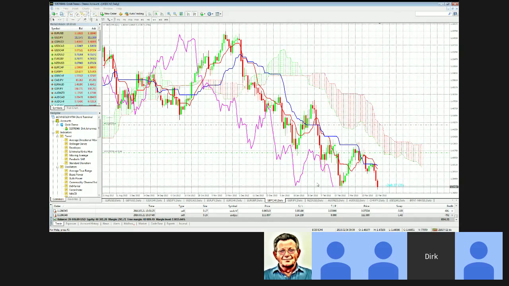The angles at which the Tenkan and Kijun-sen are pointing at this point in time are very nice. They're pointing down. They're in the right order. The future Kumo is pointing down as well. So all the downward signals are looking good. But I tend to lean the same way as Selo is leaning on this one.